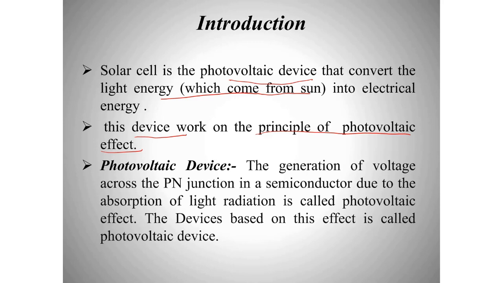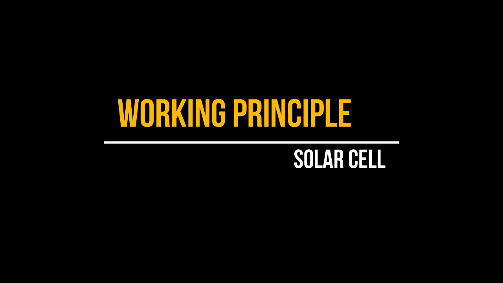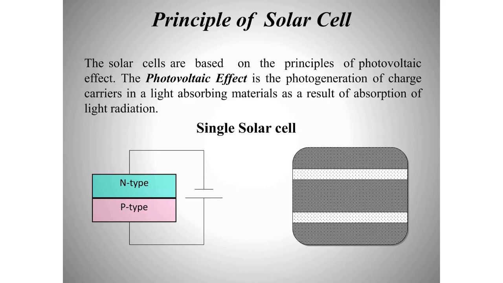Okay, so now we will learn about the working principle of this solar cell. Now the solar cells are based on the principle of the photovoltaic effect. We have already learned this so far. The photovoltaic effect is the photo generation of charge carriers in light absorbing materials as a result of absorption of light radiation. So basically, what is happening? So this is the overall diagram, or the sandwich diagram, of a photovoltaic cell.